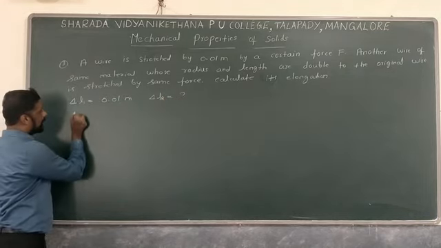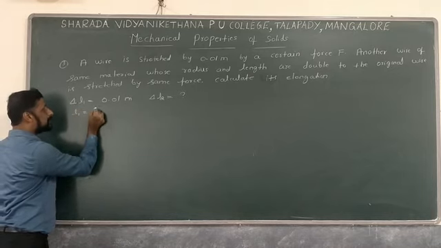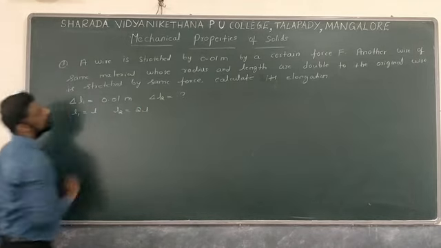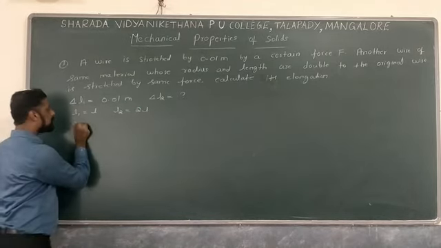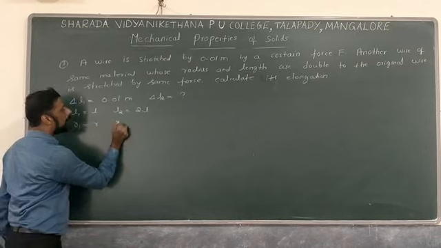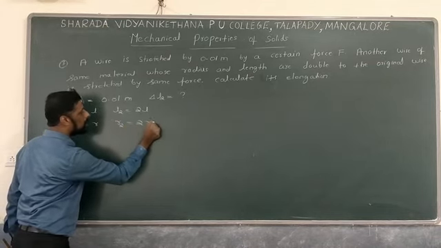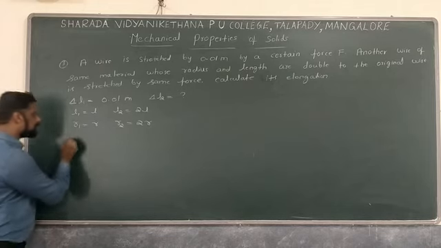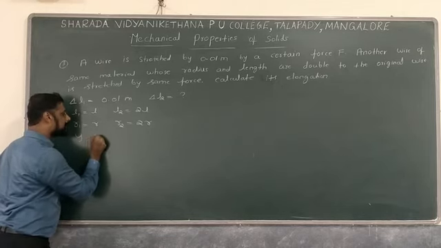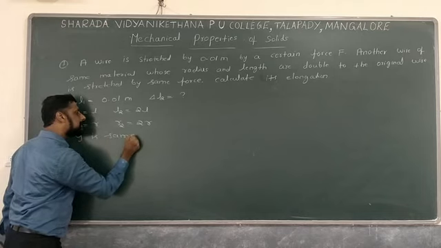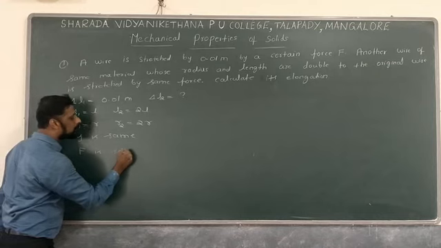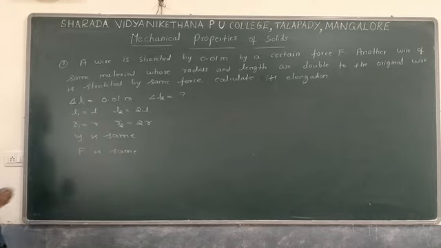Here let the original length of the first wire be L and the length of the second wire be 2L, and similarly the radius of the first wire be R and the radius of the second wire be 2R. Both wires are made of the same material, that means Young's modulus is the same, and also the same force is applied. F is also the same. So calculate the value of delta L2.